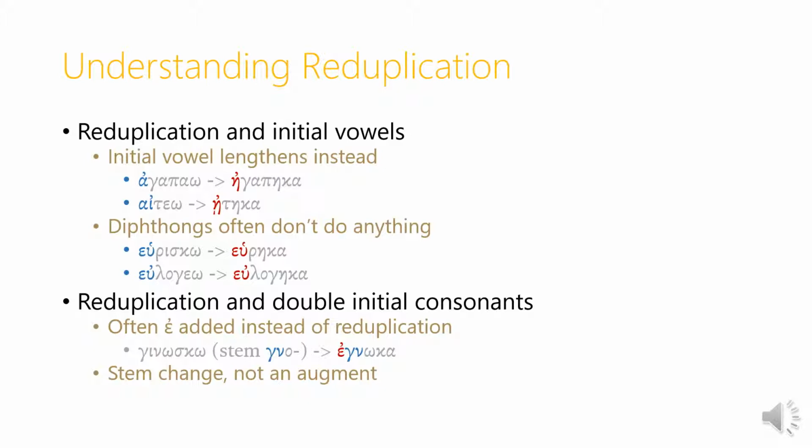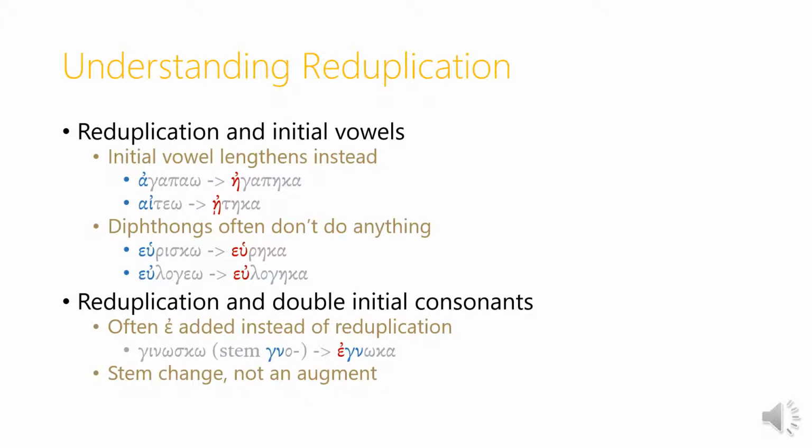With an initial double consonant on the stem, often what happens is just that the epsilon, that's the vowel used for reduplication, is added by itself in front of that double consonant. So with gnosko, the real stem we saw is gna, and we have a double consonant at the beginning of that stem, gamma and nu. So instead of reduplicating the gamma, we just add an epsilon on the beginning in front of the gamma.